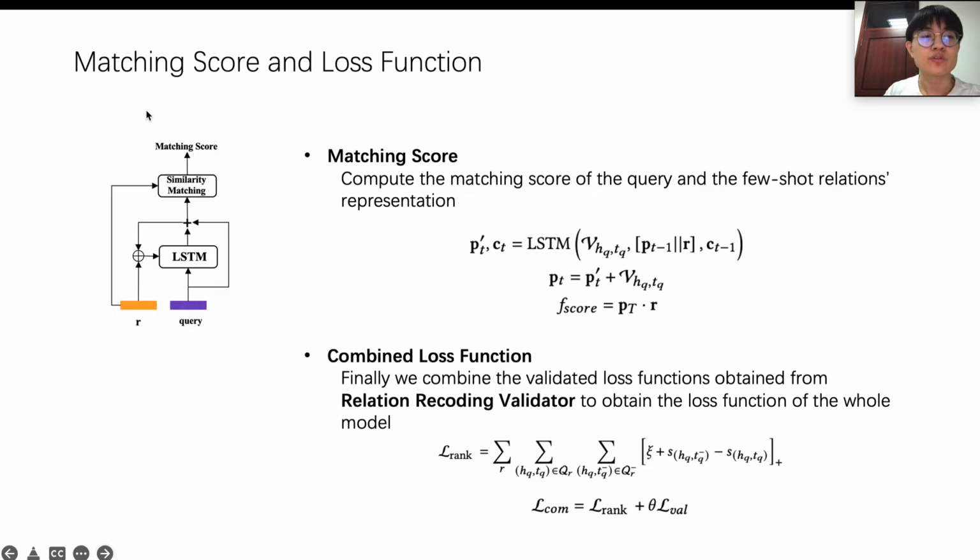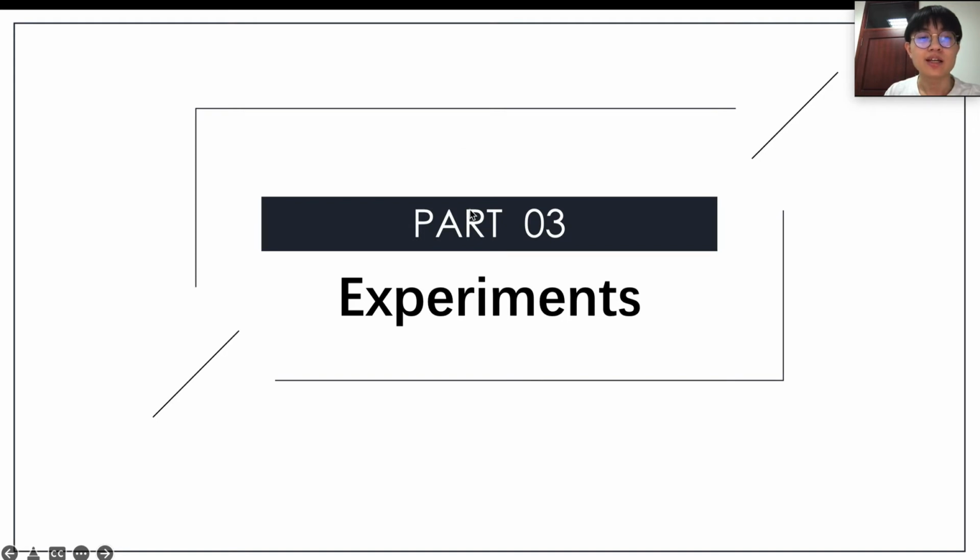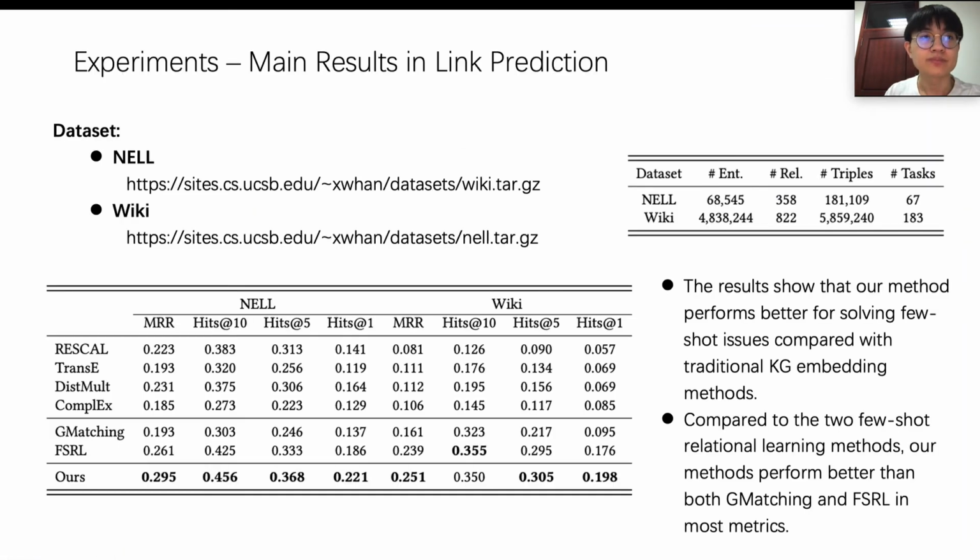Next, we'll introduce the matching score and loss function. The role of the matching network in our model is to measure the similarity between the query set and the few-shot relation representations. Last, we will combine the validation loss function to obtain the final loss function of the whole model. That's all. And next, we come to experiments.